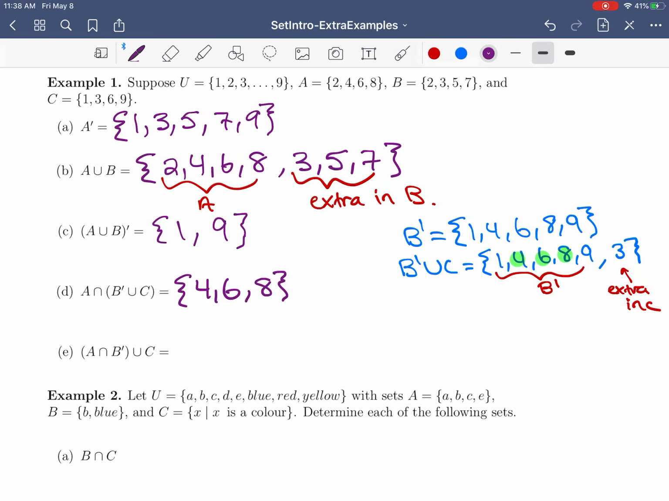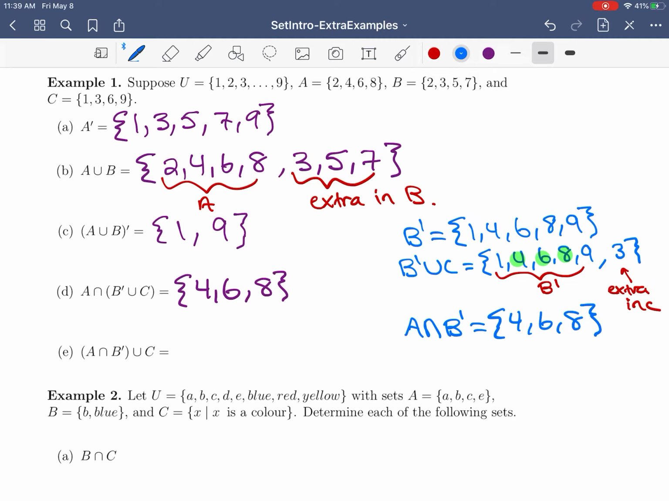Okay, part E looks very similar. Okay, the symbols are the same. So the intersections are first, the unions are second. All we did was move the brackets. Okay, now it's not clear at this point whether or not that's going to matter. Okay, so remember, we have to do the brackets first. So let's compute A intersect B complement. So we're looking at B complement again, and we want to know what does it have in common with A, which are the even numbers. So here again, I'm going to have 4, 6, and 8.